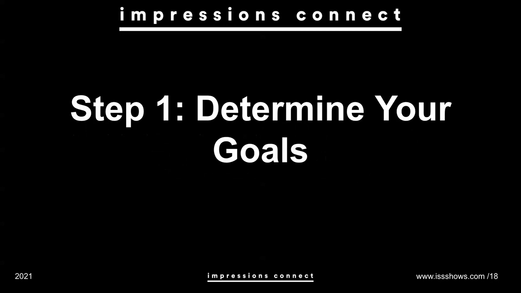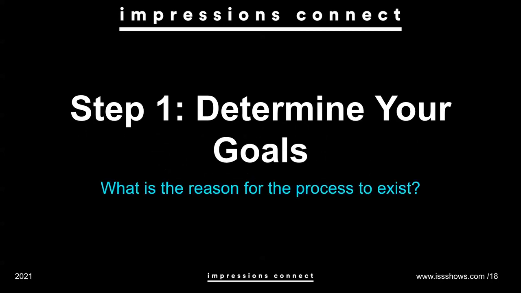Step 1, determine your goals, right? What is the reason for the process to exist? Right? So obviously, if we're going to just use that quoting process as an example, the reason for the process to exist is that our customer needs a quote, right? So the process is all about getting that customer the information he needs. So could this be done with a website? Could this be done automatically? Can we have a standard process where it's the same for everyone, right?